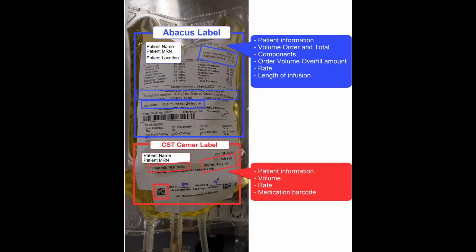The labels on the TPN bags have been slightly altered. The label that is marked in blue is the Abacus label. This label provides patient information, volume order and total, components, order volume overfill amount, rate, and length of infusion. The other label that is marked in red is the CST Cerner label. This label provides patient information, volume, rate, and the medication barcode that we will scan.